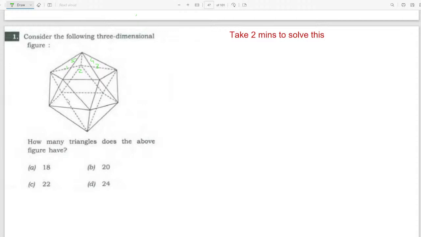Similarly, in the bottom also there is a pentagon. I hope this is clear. This pentagon has 5 sides here. Like the top side, the bottom also will have 5 triangles. The one which is visible is here, the second is this one, third is this one, fourth is this one on the back side, and fifth is this one. There are 5 at the bottom and 5 at the top.